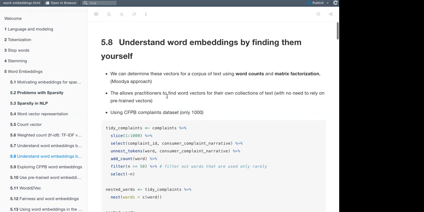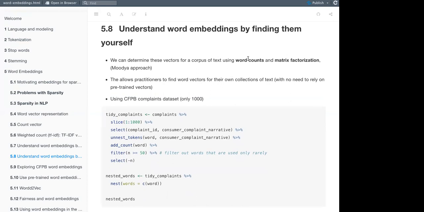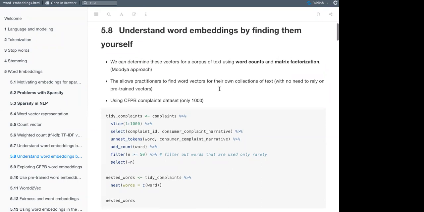So how can we create the embedding? Number one, we can use word counts and matrix factorization, which is the approach they call Moody. This approach basically uses word count and matrix factorization. Other word embedding approaches, like word2vec and GloVe, use what we call skip-gram and CBOW.